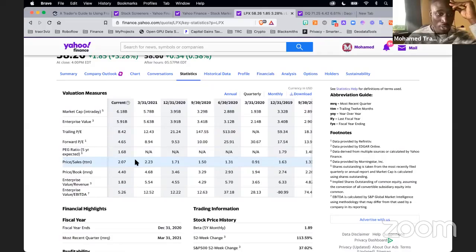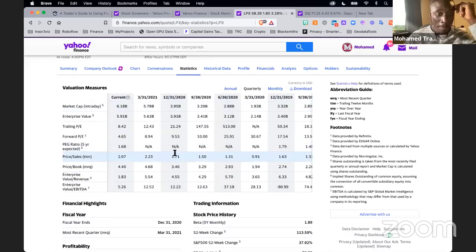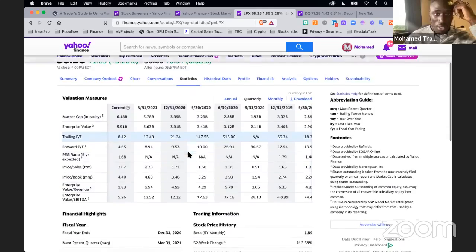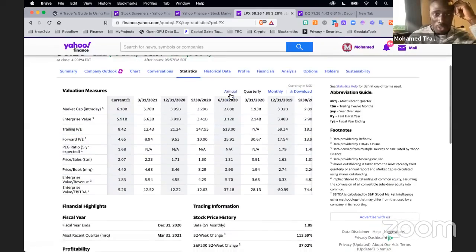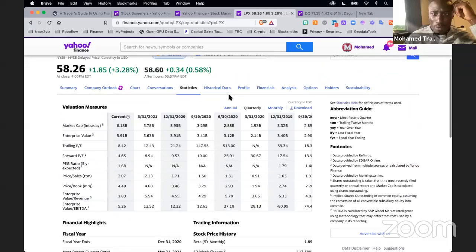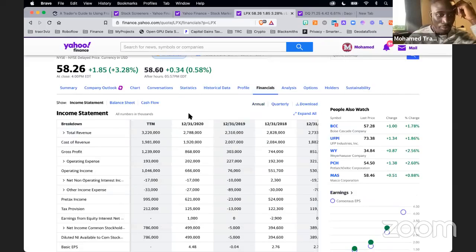Price to sales. So price to sales is another thing. It's price to book that you're going to want to compare to the rest of their sector, because these numbers can be arbitrary when looked at on their own. Enterprise value over EBITDA, and the same with enterprise value over revenue and EBITDA. All right, so let's see here in terms of valuation measures. Where are we at? Oh, financials.